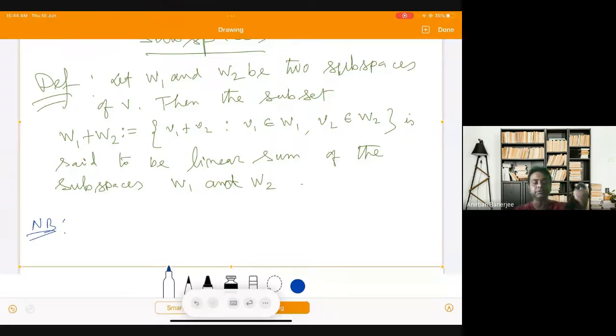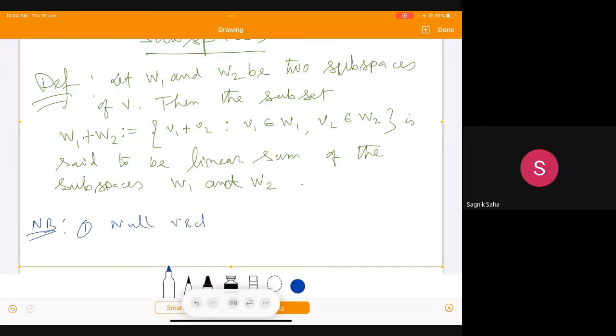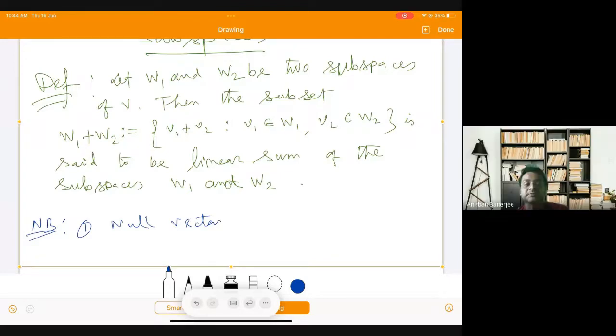Now we have a few notes. What about the null vector? Will that belong to the linear sum? Yes, sir. The null vector belongs to the subspace W1 and also W2. Right, the null vector plus the null vector will give us the null vector, and that's why it will also belong to W1 plus W2.